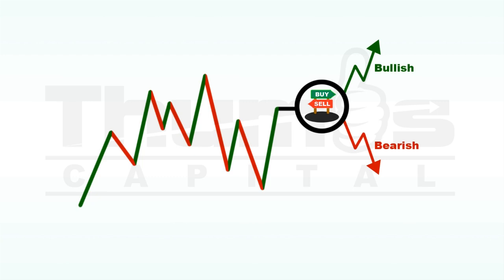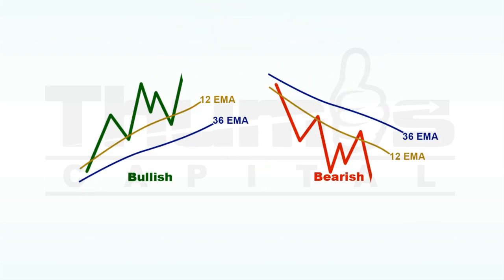Some of these ways include simple moving averages on the daily chart. Adding 2 EMAs, maybe 12 and 36 on the daily chart, can be a very simple and relatively efficient way to determine market direction, such that when the 12 EMA is above the 36 EMA, you have a bullish bias, and when the 12 EMA is below the 36 EMA, the direction is bearish. Let's see what this looks like on the chart.